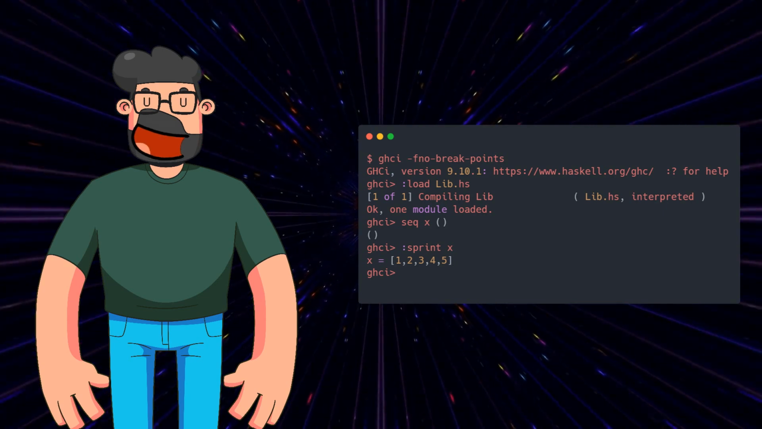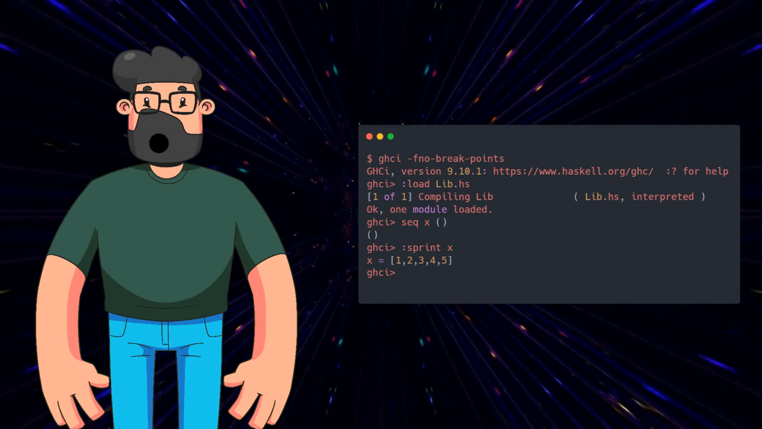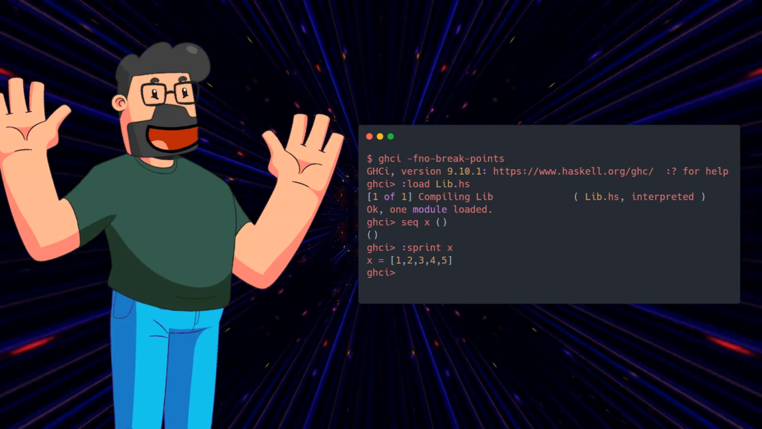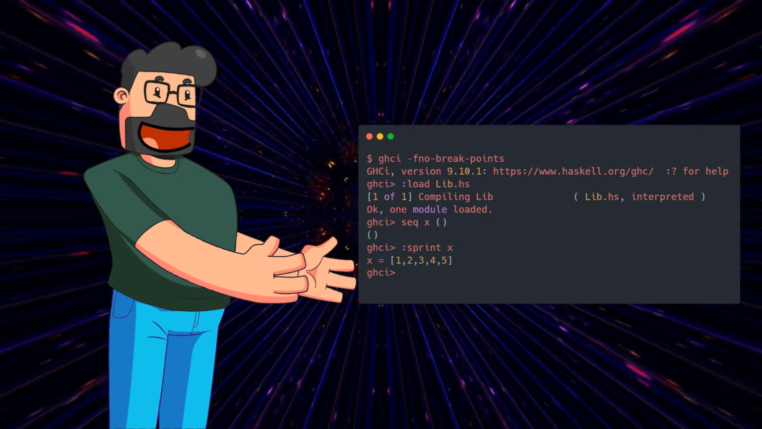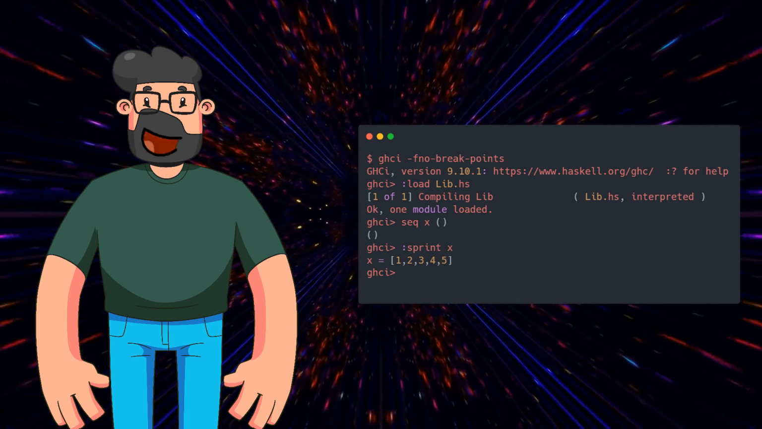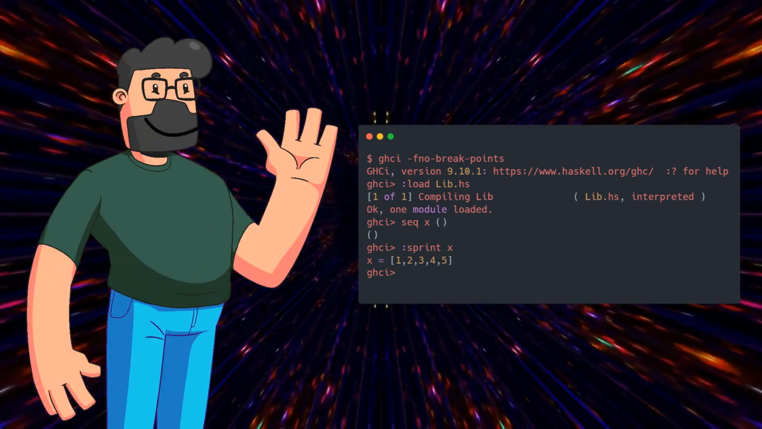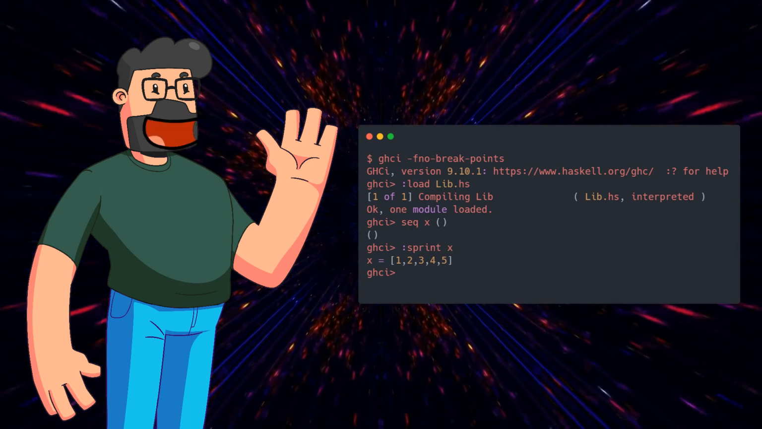Bringing it all together, we reach a pivotal moment where we demonstrate how turning off breakpoints for loaded code using no-break-on-exception eliminates the difference in evaluation outcomes between x and y. By disabling breakpoints, we can observe x reaching WHNF in a manner similar to y, showcasing a consistent evaluation approach across both functions. And that's a wrap on our exploration of GHCi's behavior in evaluating Haskell functions.